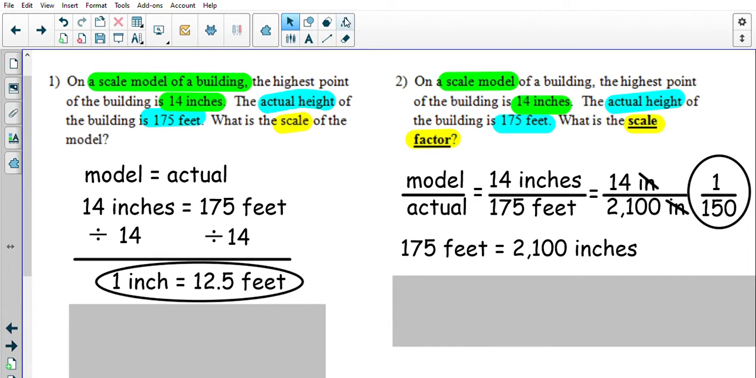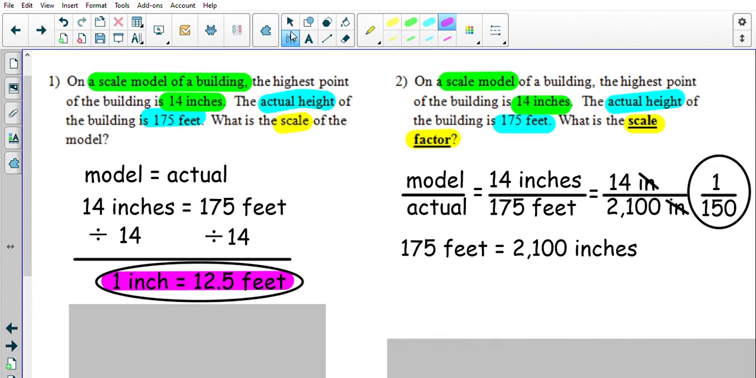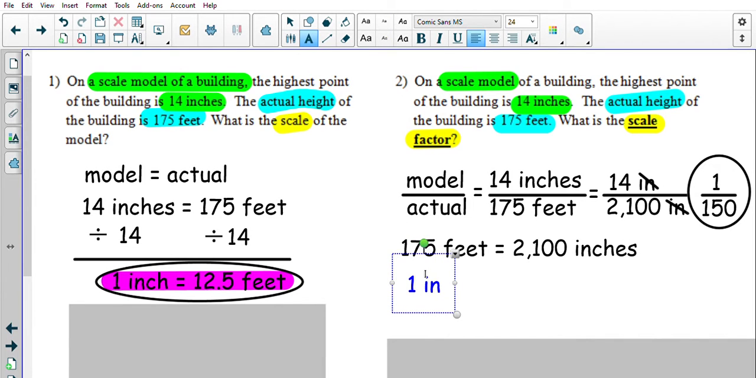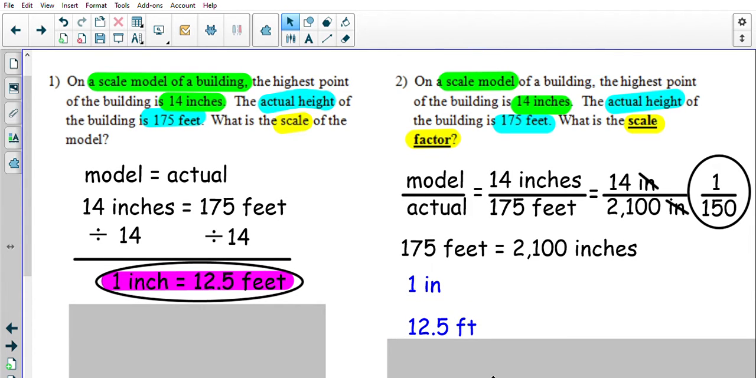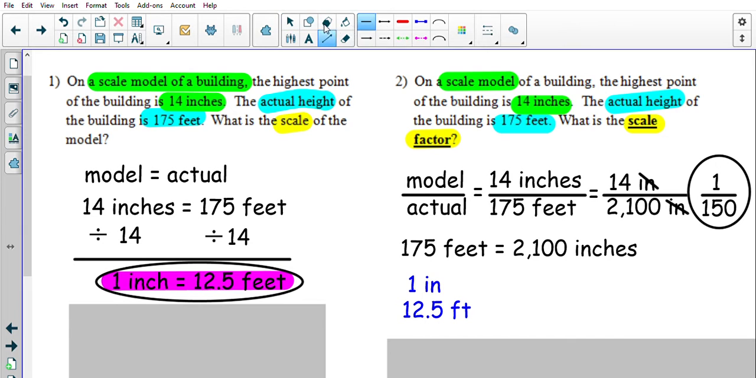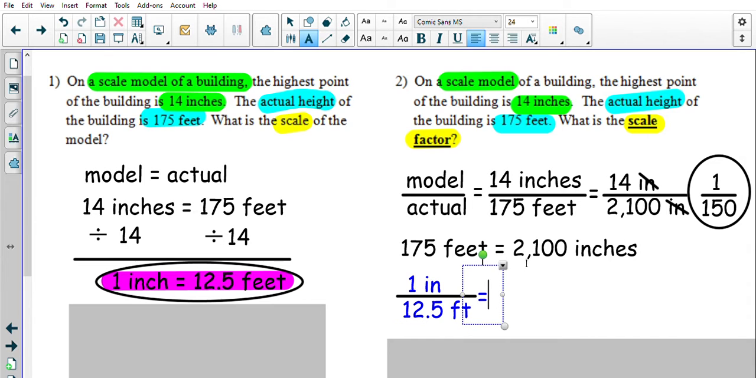Now, I don't know if anyone was thinking, if I go back to this answer from number 1, 1 inch equals 12.5 feet, could I write 1 inch over 12.5 feet and then convert them to the same unit of measure? I could. So if I had 1 inch on the top, 12.5 feet on the bottom, just creating a fraction here for us. If I set this up, 12.5 feet is equivalent to 150 inches. Take 12.5 times 12. This then equals 1 inch out of 150 inches, which is just 1/150th.